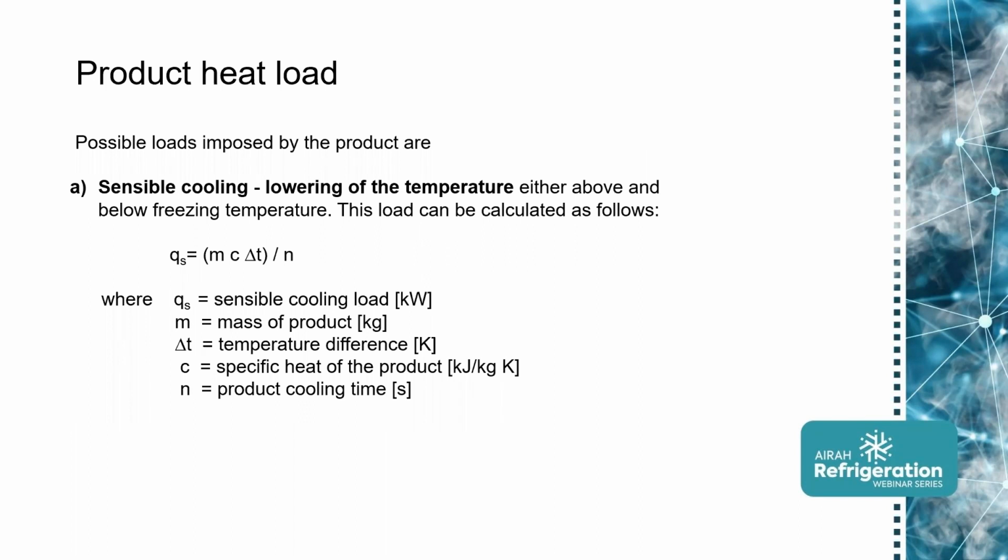Now, number one, the product heat load. The possible loads imposed by products are, A, sensible cooling. This involves lowering the temperature above or below freezing. These loads can be calculated using the formula shown in the slide, which is QS equals M C delta T divided by N. QS being the sensible cooling load, M the mass of the product, delta T the temperature difference, the difference between the initial product temperature and the final product temperature, C being the specific heat of the product, and N being the product cooling time.